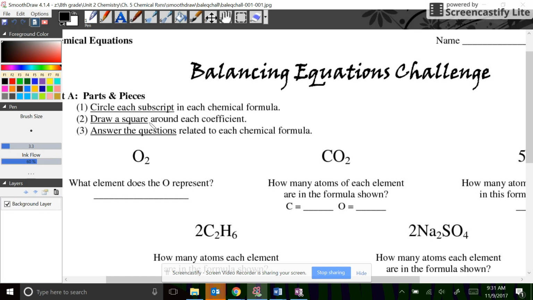So first, circle each subscript. So let's take a look at what the subscripts are. Sub means below. So think of a submarine being below the ocean, below the water. This is called a subscript right here. And a coefficient would be just like you'd have maybe in algebra, it would say 2x. In this case, it's this larger number that's as large as one of the element symbols. So this is called a coefficient.